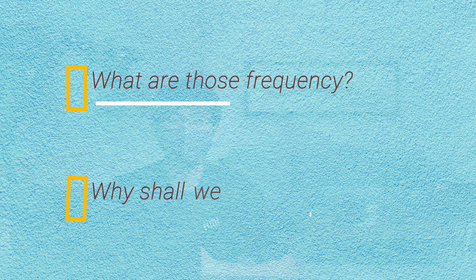To retouch a photo using this method, the very first step is to separate high frequency and low frequency from an image. And that brings us two questions. What are those frequencies? And why should we do that? Well, frequency is a word we use to describe how frequently things change. If it changes a lot in the same amount of time, then we call this high frequency. If it changes not quite often, then we call this low frequency.